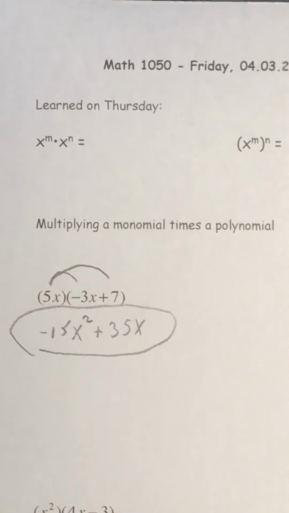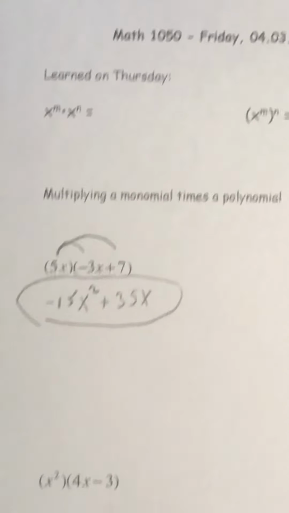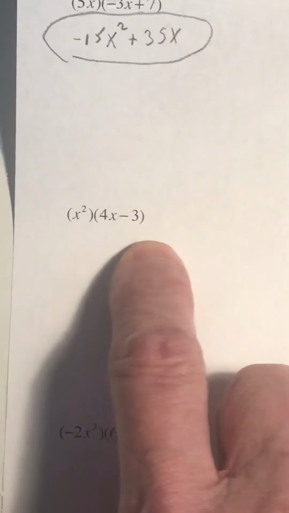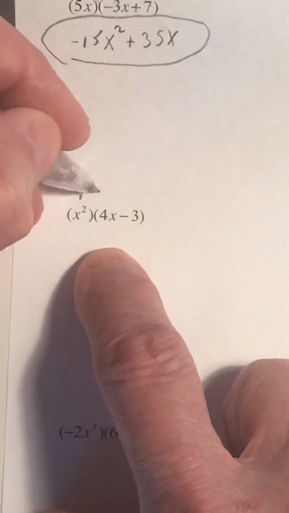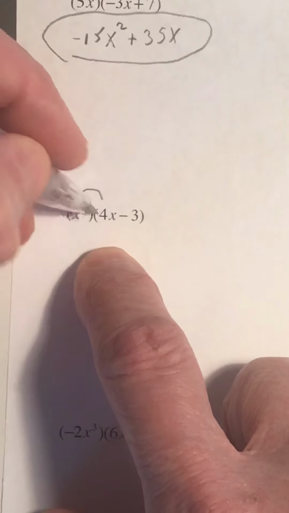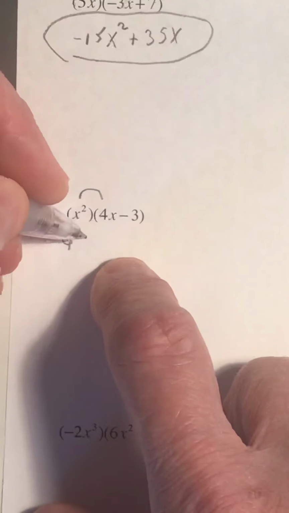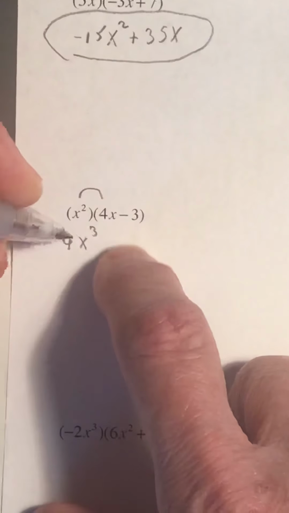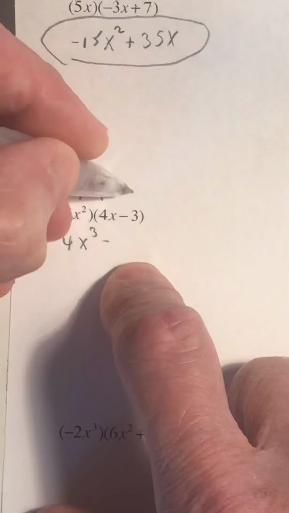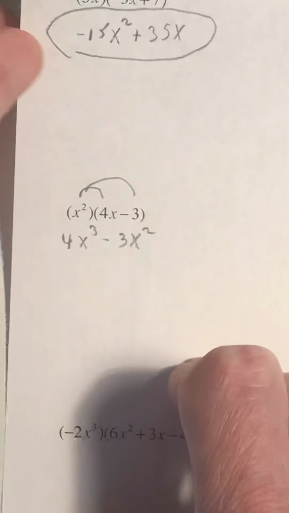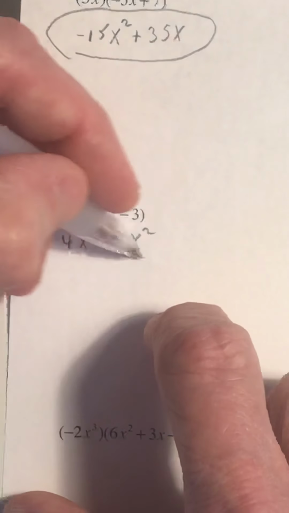Okay. Guess I'm going to go down the paper. x squared times 4x minus 3. We do x squared times 4x first. We put the 4 out in the front. The x squared times the x to the first makes it x to the third. And then minus x squared times 3. Get minus 3x squared. And that's the end of that one.